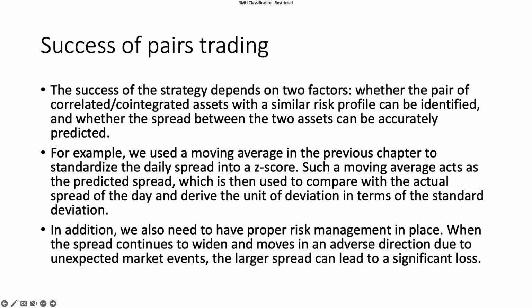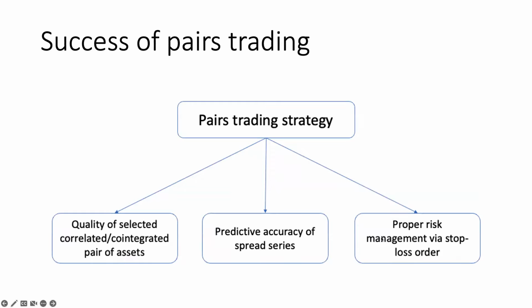So the third component is proper risk management to have this in place. Because in case the spread moves in the adverse direction, it will cause loss to us, so a proper stop loss is often placed when using this strategy. So these are the summary of these three components: the ability to find the pair of co-integrated or correlated assets, the ability to predict accurately the spread time series, and also proper risk management.